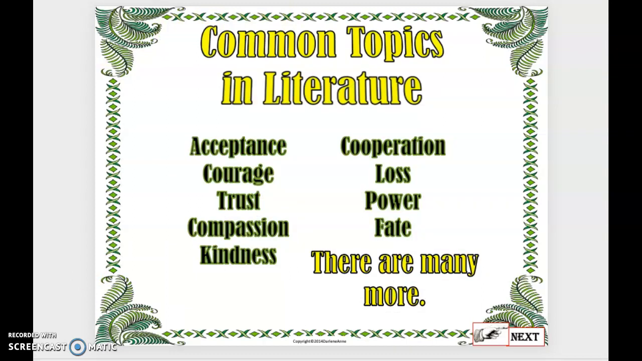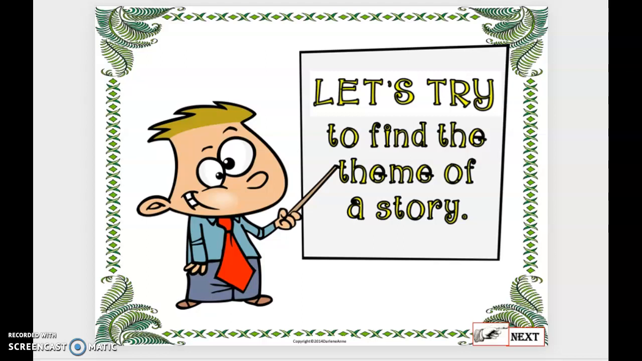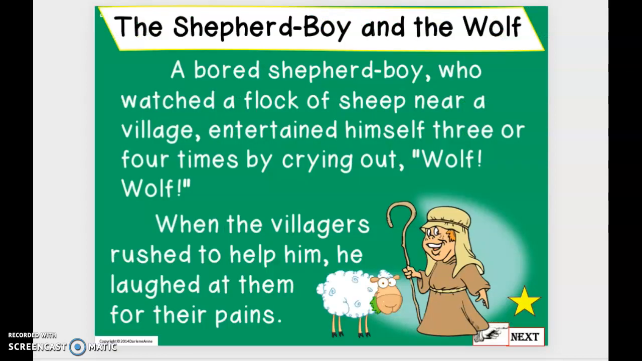So, some common topics in literature that you may have heard of before that we've talked about in class are acceptance, courage, trust, compassion, kindness, cooperation, loss, power, fate. There are so many more themes, or common topics, that we've talked about in class. These are just to name a few. We're going to give it a try. We're going to see if we can figure out together the theme of this next story.